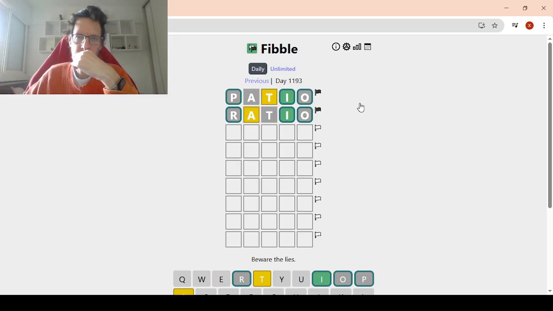So either there is a T somewhere else, or there is no T, and the same for the A. And the I is in the right place. Let's do stain and see what we get from that.